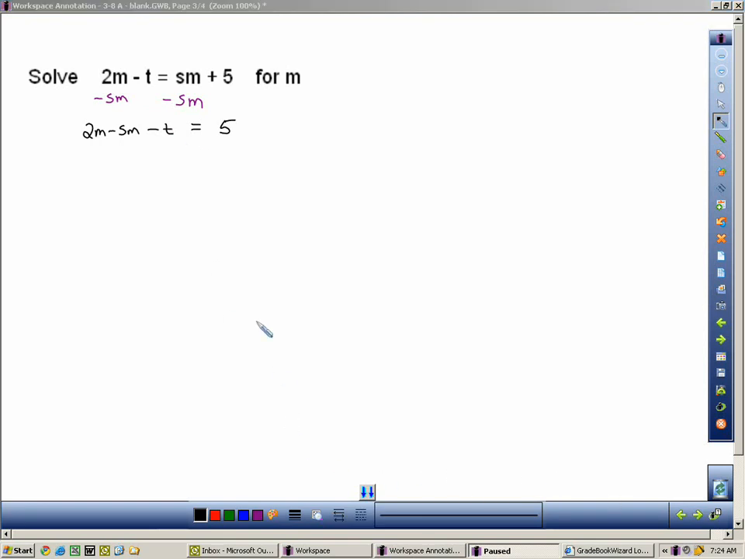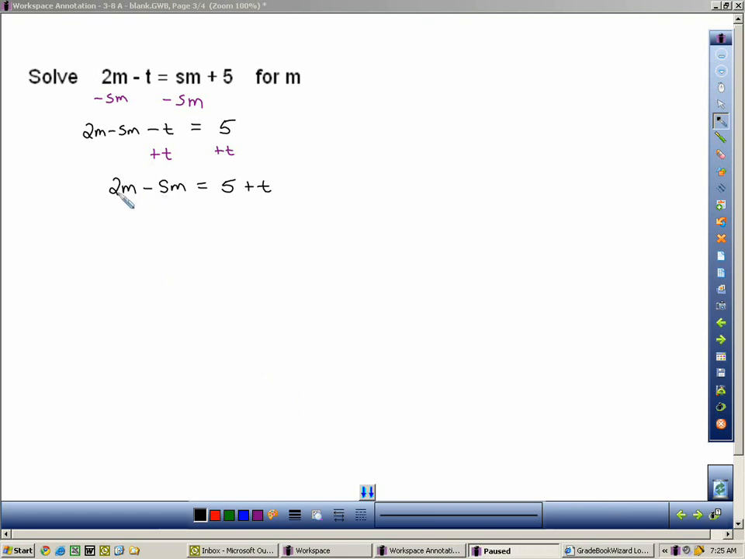Now because I want to isolate the m, I can at least get the t away. Subtraction of a t can be undone with addition of a t. So 2m minus sm. And because 5 and t are not like terms, the best I can do is 5 plus t. So we don't have the m isolated, but at least we have all the m's on one side, and I can do something now to get the m's isolated.